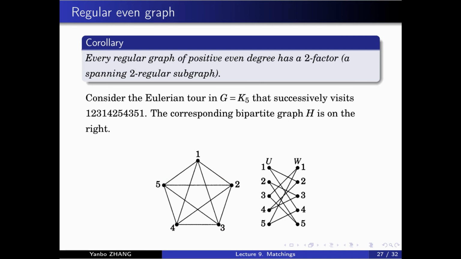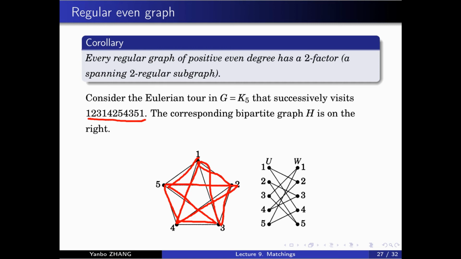Also, take this K5 as an example. We can prove it this way. Consider the Eulerian tour in G equals K5 that successively visits these vertices: 1, 2, 3, 1, 4, 2, 5, 4, 3, 5, 1. This is an Eulerian tour.